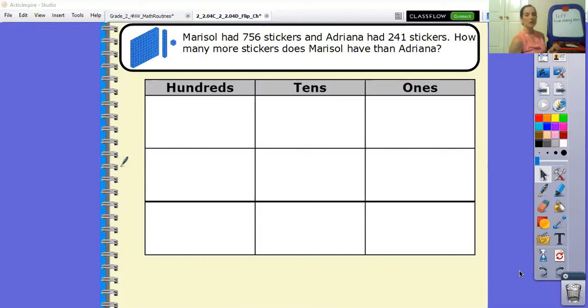Because remember, how many more is asking you to find the difference, or you're comparing 2 numbers, so you're finding the difference between those 2 numbers. And you're also looking for words like gave, like I gave them away, or I'm going to give them away, okay? So when we're looking at this problem, we can see the keywords: how many more? So I'm going to underline that, or you may circle it.